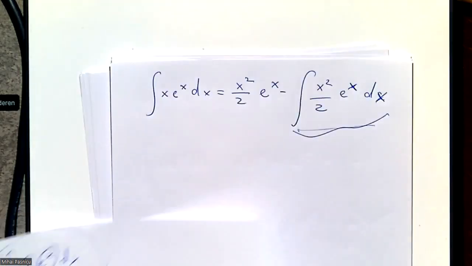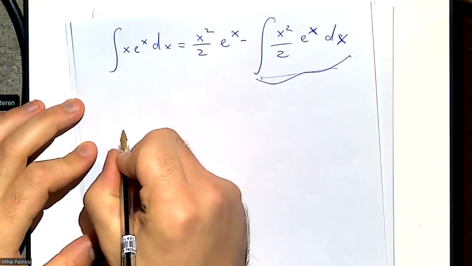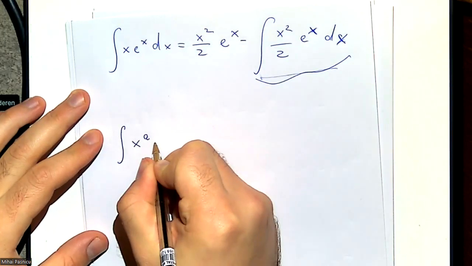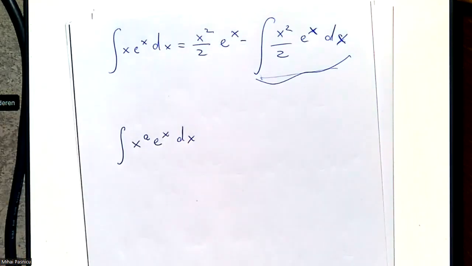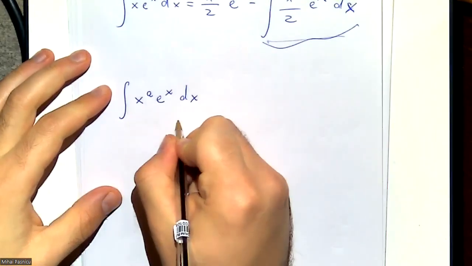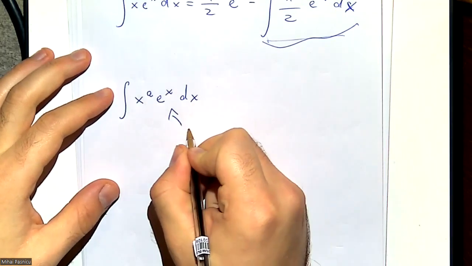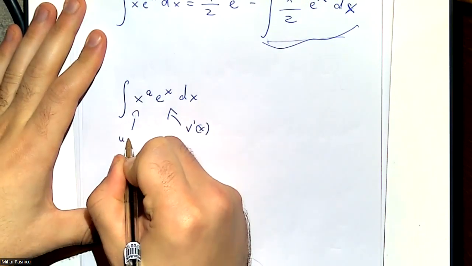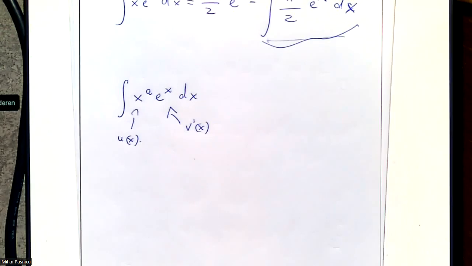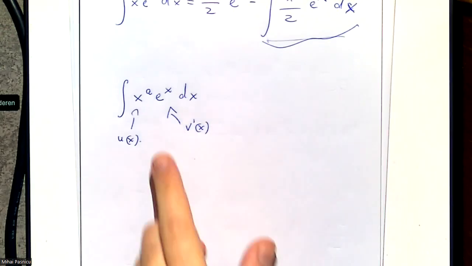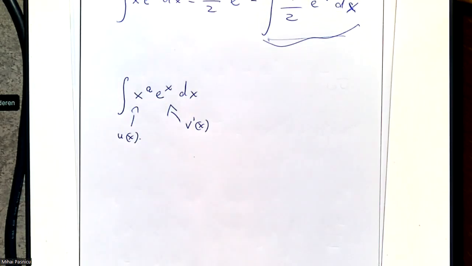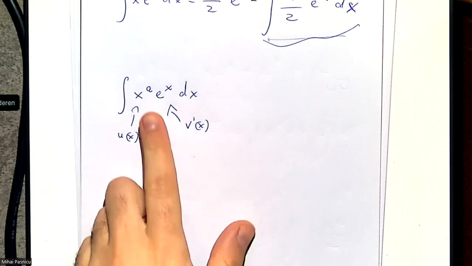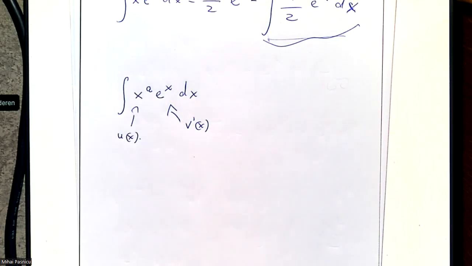So the idea is that whenever you have an integral of the type x to the a, e to the x, dx, whenever you have something like this, it is always, always good to take this thing as being v prime of x, and this thing as being u of x. Why? Because after you apply integration by parts, you're going to have x to the power of a minus 1. After you apply it again, x to the a minus 2. Eventually, this x to the a will go away, and you're just going to have left an e to the x. Okay?